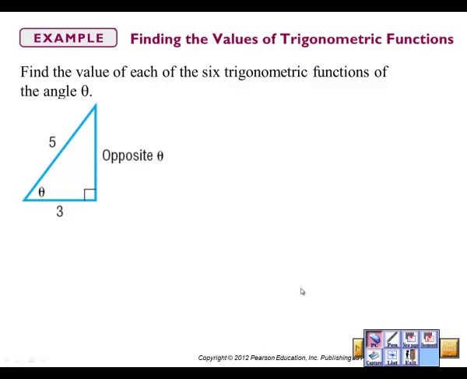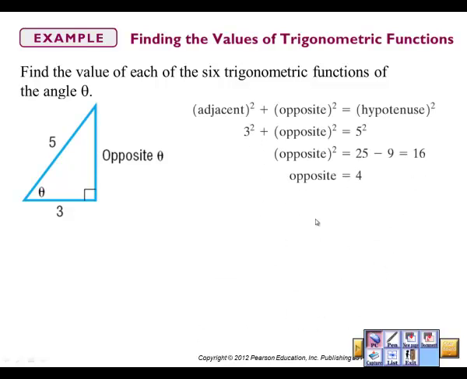Okay, here we're going to find the values of each of the 6 trigonometric functions of the angle. And the first thing we have to do is to find the side that's opposite theta. 3 is the adjacent side to theta, 5 is the hypotenuse to theta. So we need to use the Pythagorean theorem here. Now, I always recommend the students to start with the hypotenuse, because the other two really don't matter, but the hypotenuse, you've got to get that right.